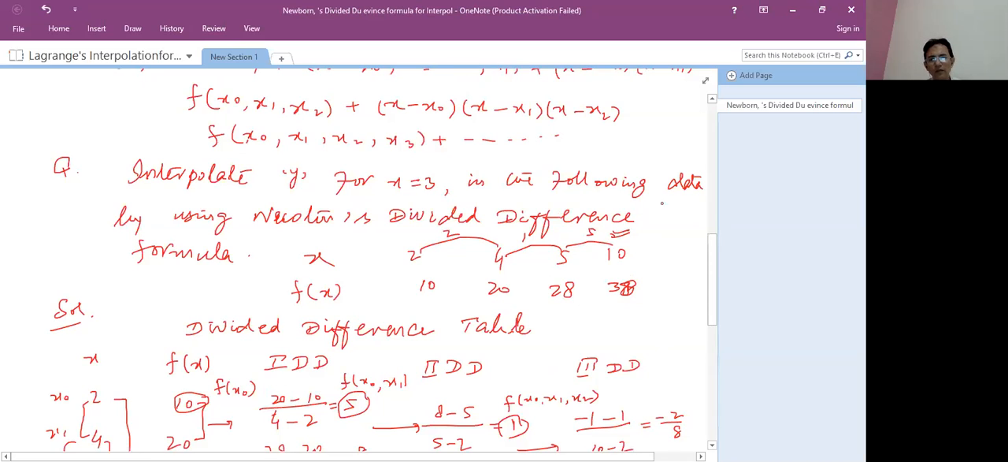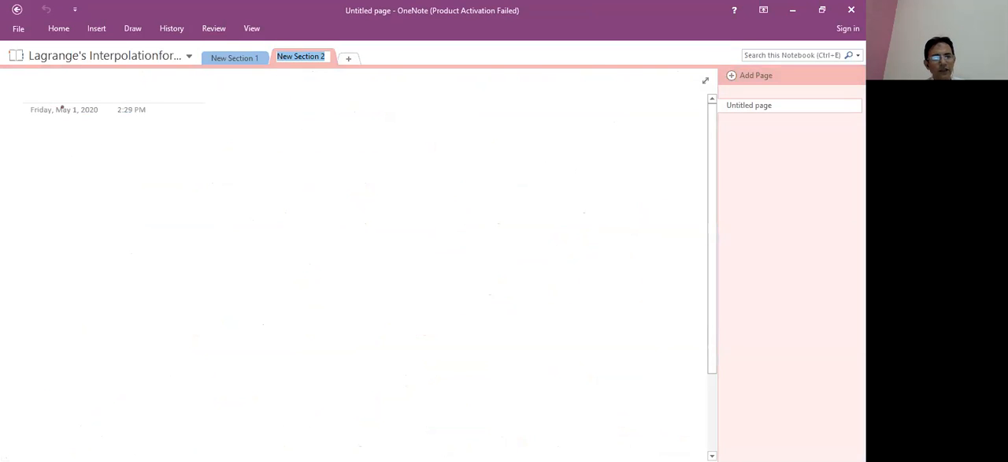So after that, student, we will consider Lagrange's interpolation formula. It is also used for non-equally spaced data, it means unequally spaced.